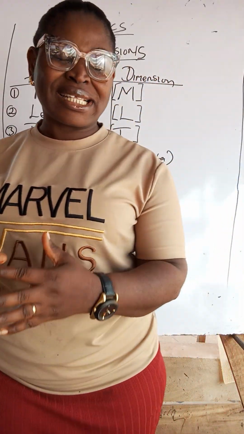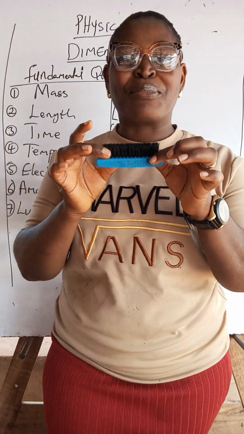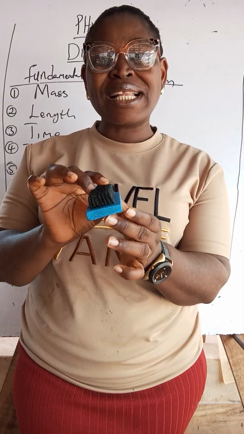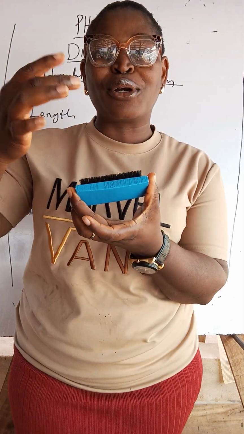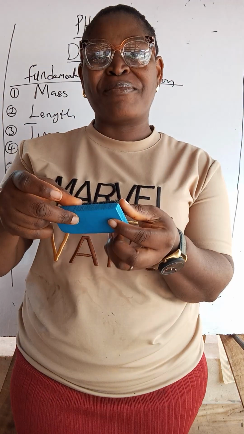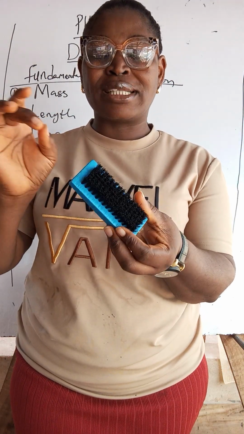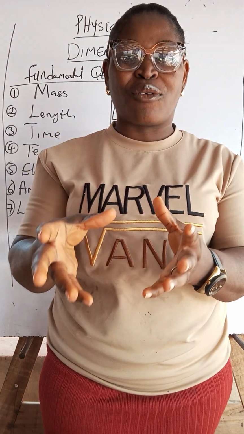Okay, let me relate it to real life. Looking at this brush here, immediately you look at it, you will see that there is a blue color used in making this. There is wood used in making this. Now the color, the wood, and the brush particles used for making this describe the physical state of the brush.